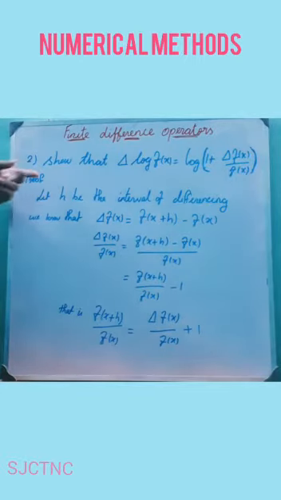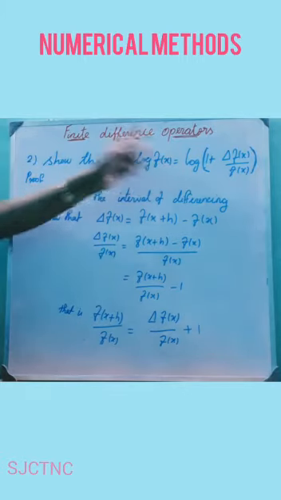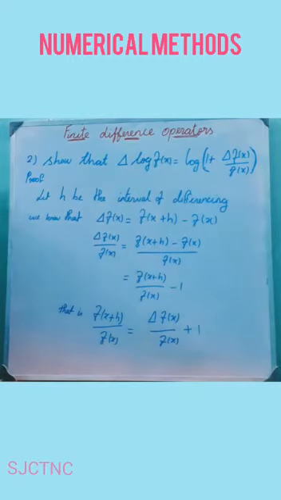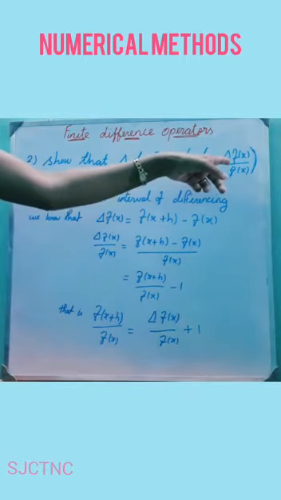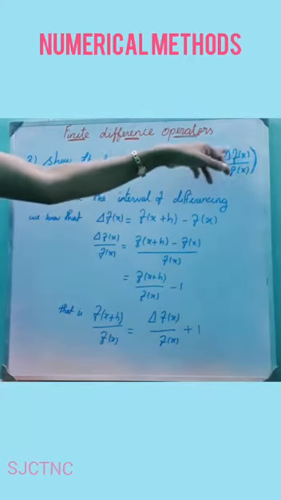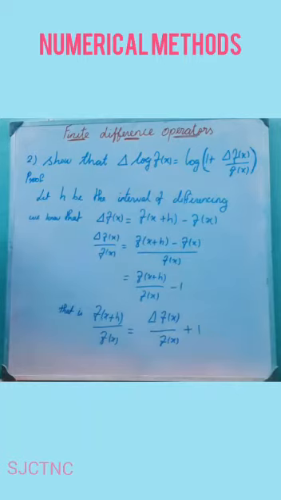Now going to the second problem: del log of f of x equal to log of 1 plus del f of x divided by f of x. Before proving it using the logarithmic function, see the operators. First, the forward differencing operator. On the right hand side, forward difference of f of x divided by f of x is a fraction. I am going to produce this fraction first.